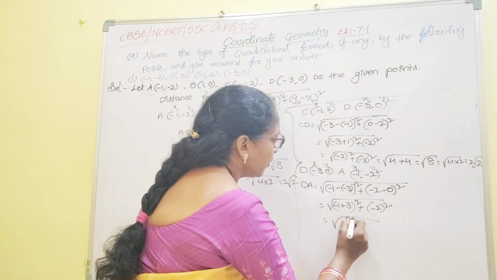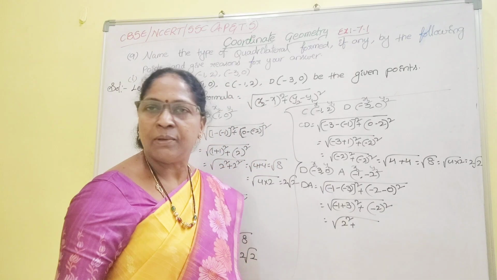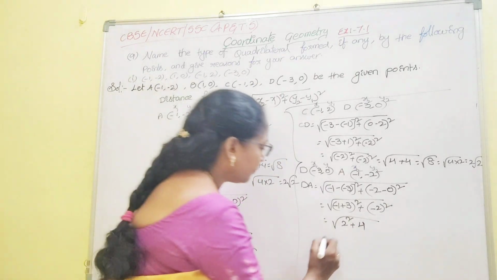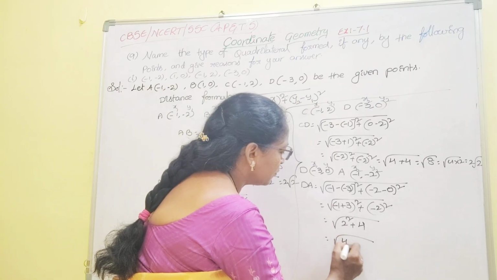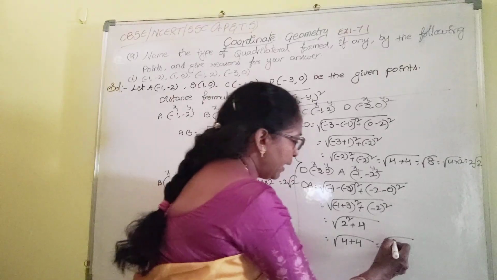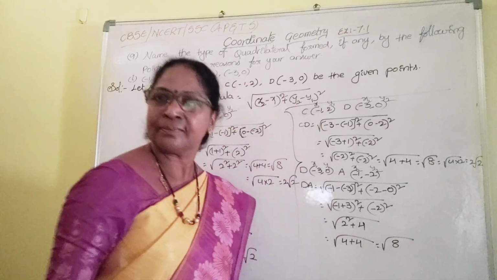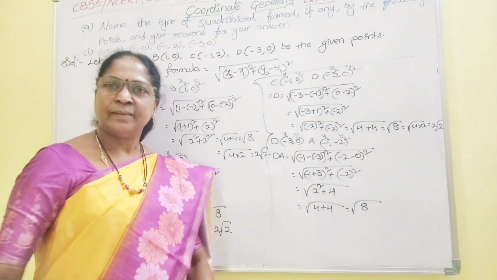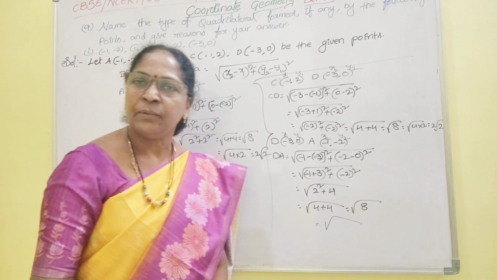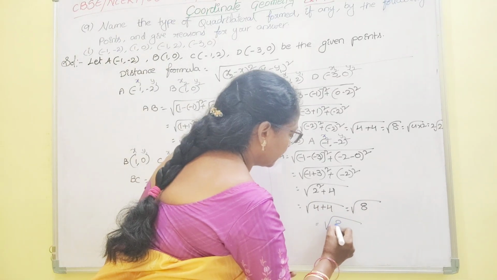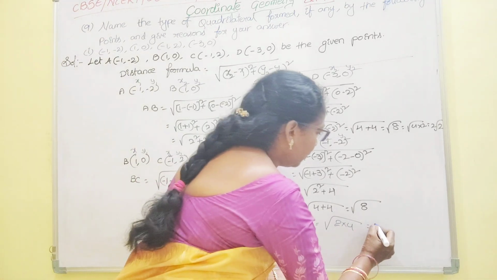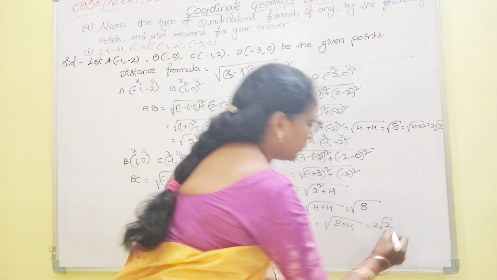So plus 2 square plus minus 2 whole square, where minus 2 whole square equals how much? Plus 4. Now square root of 2 square is 4, plus 4, that equals 8. Next, square root of 8 can be written as square root of 2 into 4. So square root of 4 equals 2, and the result is 2 root 2.